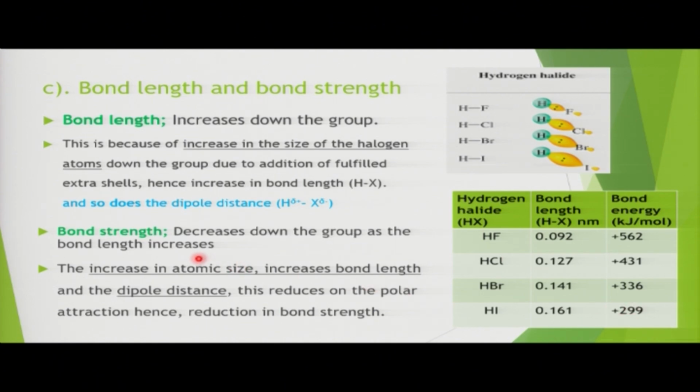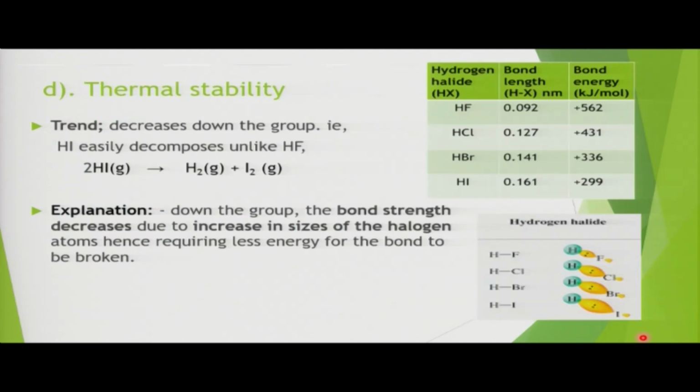And that is the trend we are looking at. Same explanation: increase in atomic size increases bond length, which decreases the force of attraction. In this case, we call it the dipole attraction, partial positive and partial negative. And so the strength decreases, requiring less energy to be broken, and that is the value you see in here. Let's look at one other property, the thermostability.